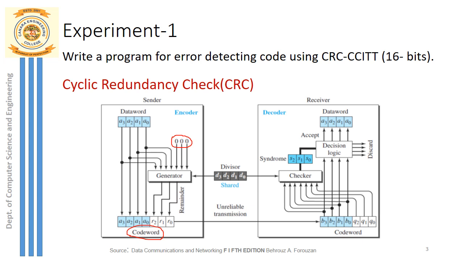If the syndrome bits are non-zero, then there is some error in the received code word. If the syndrome bits are all 0, then there is no error in the data or code word received by the receiver. If there is no error, then the data word from the code word will be accepted. If there is any error, then the entire code word will be discarded.